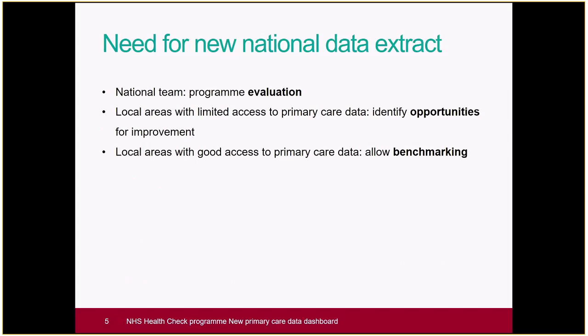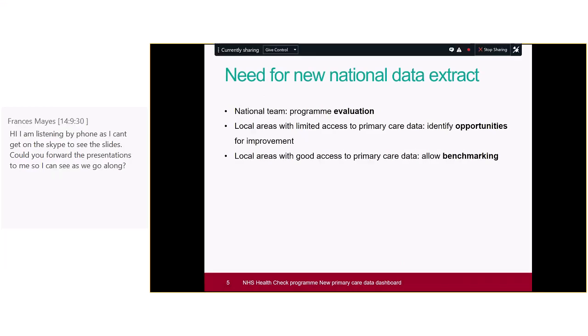So they might know how many people they offer or provide NHS Health Checks to, but they don't have much information about which patients are invited, what happened to those patients, or what risk they were found to have. Some local areas have very good access to primary care data, we know, and they produce very elaborate and very good reports, and they can monitor really well what happened during a check. But because the data is not available nationally, they cannot do any benchmarking, for example. So the idea of this data extract was to answer three needs, really.